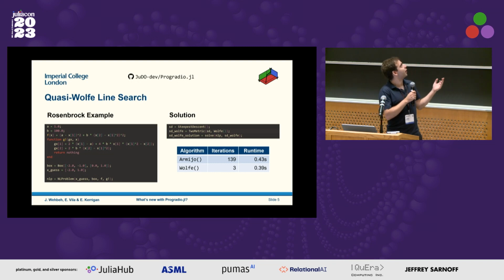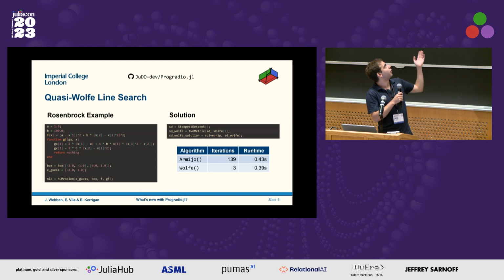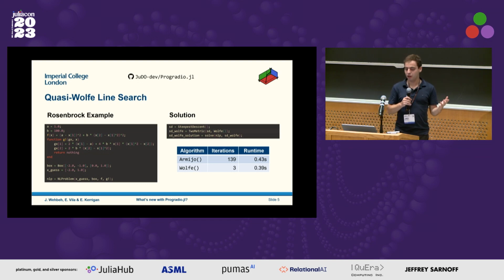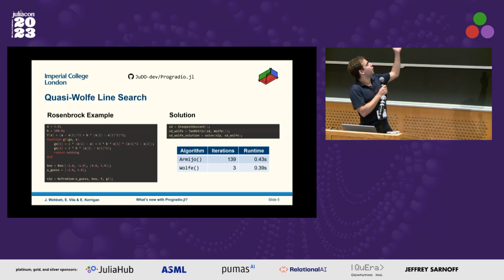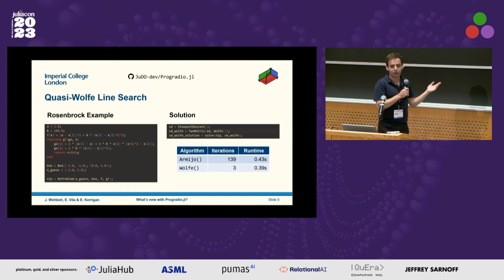So here's a very simple example where we're solving the Rosenbrock function, which is a standard optimization benchmark. We just define the parameters a and b, and then define the objective function f. We define the function to evaluate the gradient g. And then we define our box constraint through this box object, and then an initial guess, and then we defined our nonlinear program.